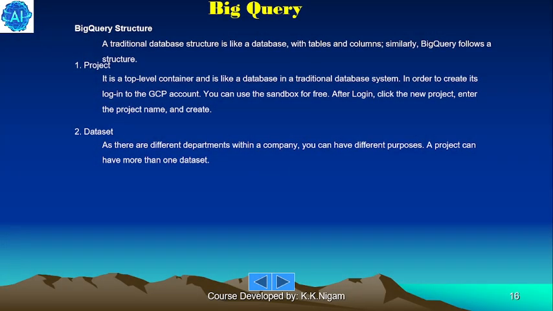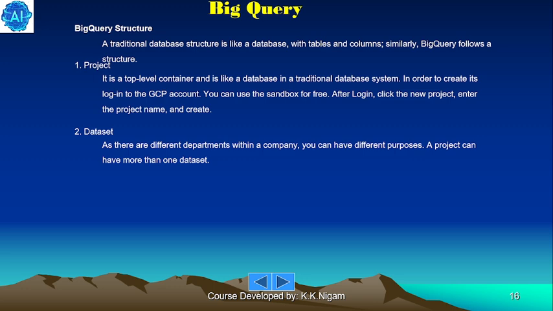BigQuery structure. A traditional database structure has a database with tables and columns. Similarly, BigQuery follows a structure. Project is a top-level container and is like a database in a traditional database system. In order to create one, log in to your GCP account; you can use the sandbox for free. After login, click New Project, enter the project name and create.